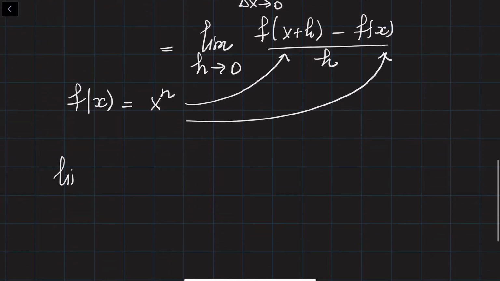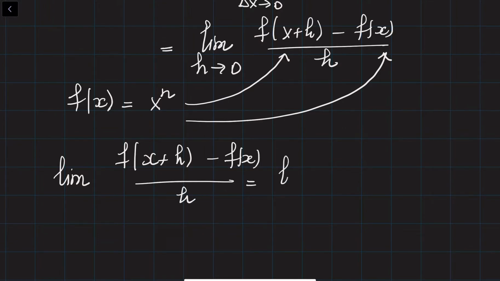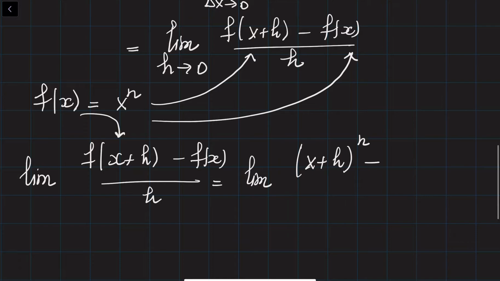I need to find the limit of f of x plus h minus f of x divided by h. So this is going to be the limit of x plus h to the power of n, right? Because if you plug this function in here, you get x plus h to the power of n minus x to the power of n, divided by h, and we have to find its limit when h goes to 0.